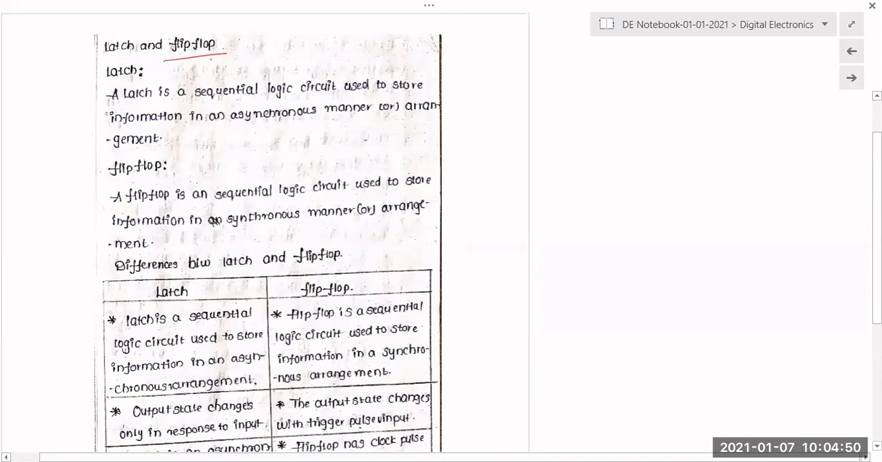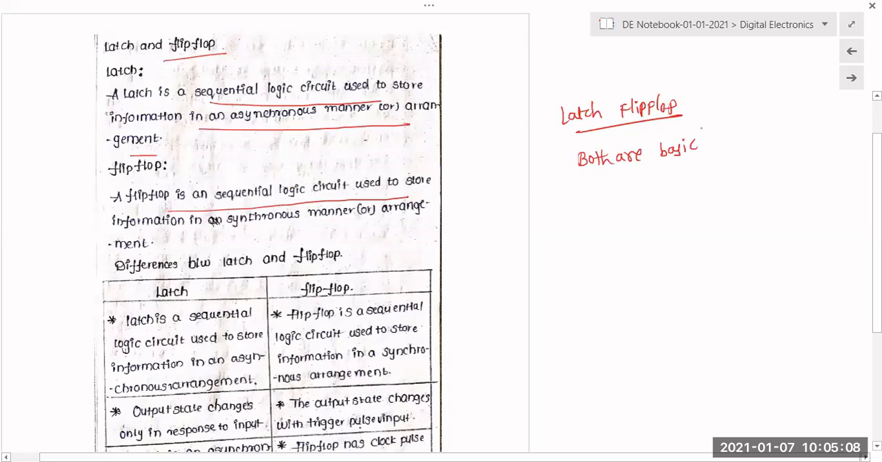Latch and flip-flop. A latch is a sequential logic circuit used to store information in an asynchronous manner or arrangement. A flip-flop is also a sequential logic circuit. Actually, latch and flip-flop both are basic building blocks of sequential logic circuits. So this is very important.